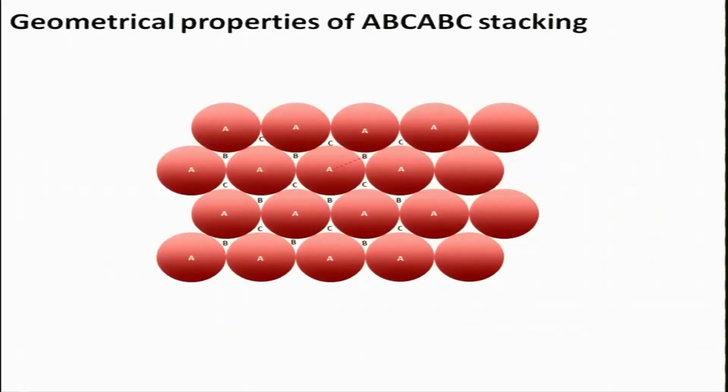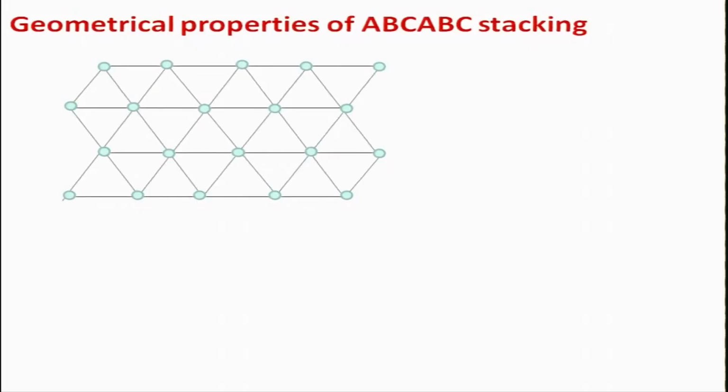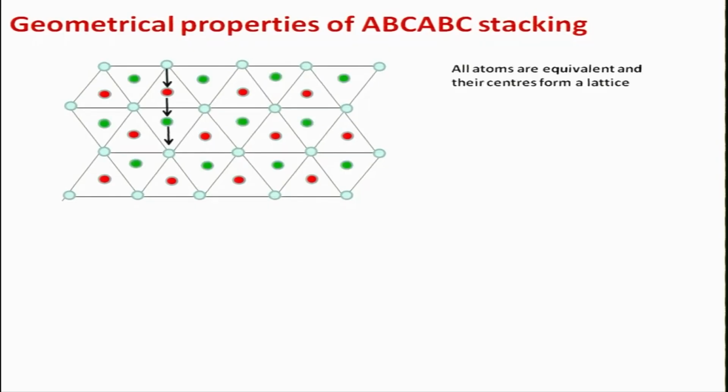So, this is A, B and C, and geometrically it looks something like this. If you connect these, this one lies in the bottom layer. So, this is A, this was B and this was C. All of these atoms are equivalent.